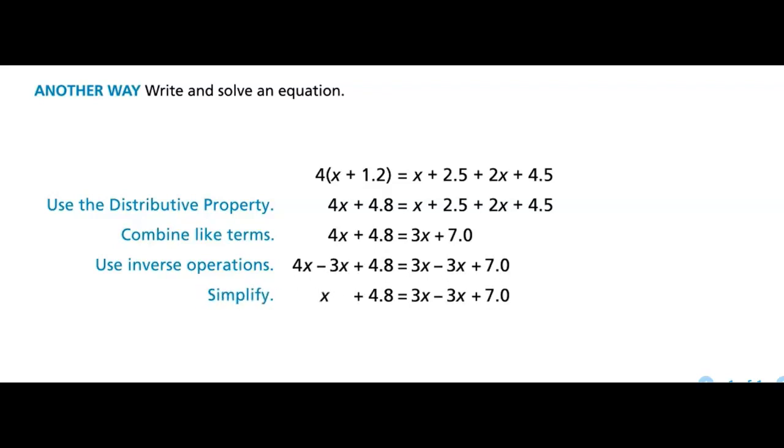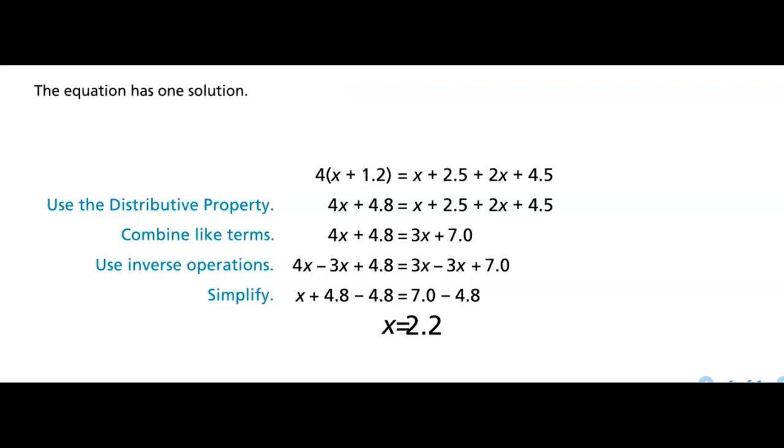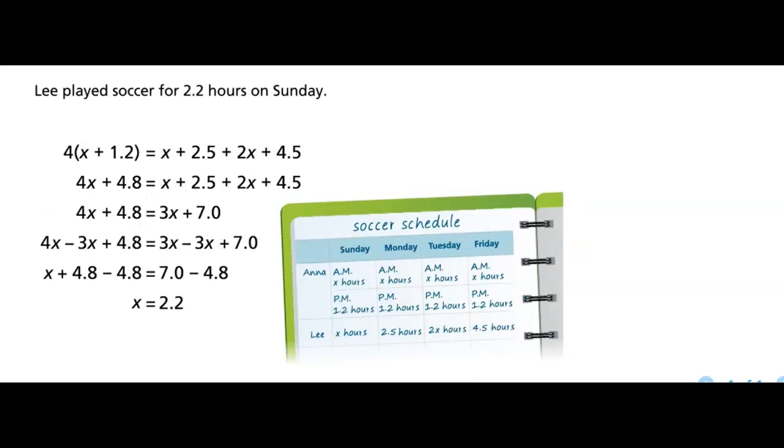4x minus 3x equals x. And 3x minus 3x equals 0. Subtract 4 8/10 from both sides. Simplify again to show that the equation has one solution, x equals 2 2/10. The solution to the equation shows that Lee played soccer for 2 2/10 hours on Sunday. The solution also shows the value of the other entries in the soccer schedule.